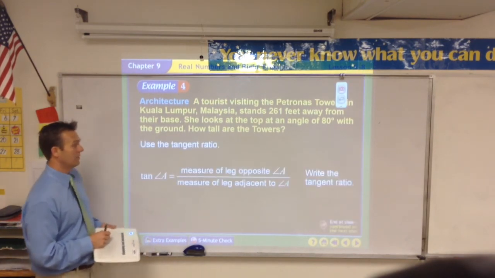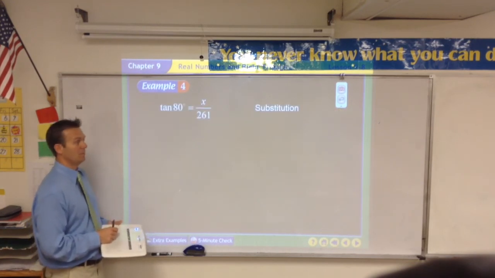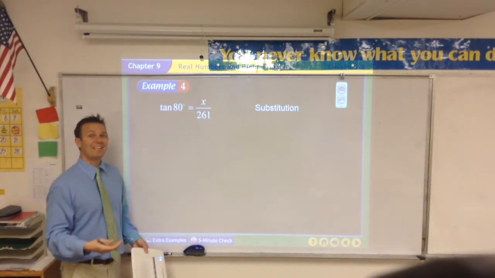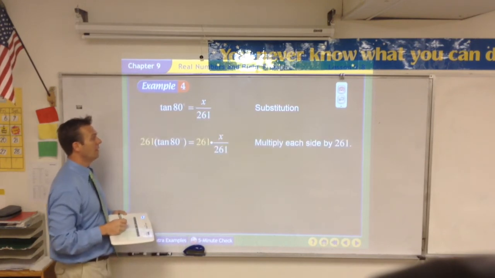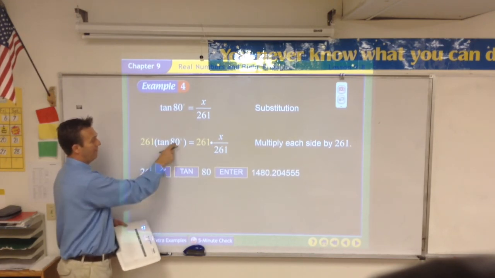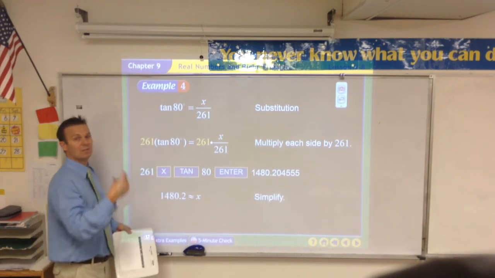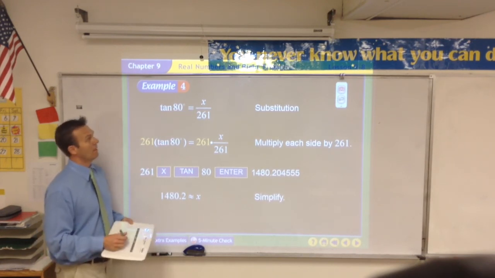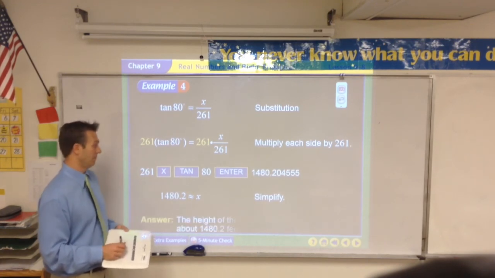So you're going to use a tangent ratio, and it's tangent of 80 equals x over 261. This one's a little different than the ones you were doing before because x is on the top. Actually, I like these ones, these are a little easier. We multiply both sides by 261, and now we have 261 times tan of 80, enter, and you get your answer. These are a little bit easier when you have the x on the top and the number on the bottom, but you'll get used to this as you do more of these. So that building was 1,480.2 feet.